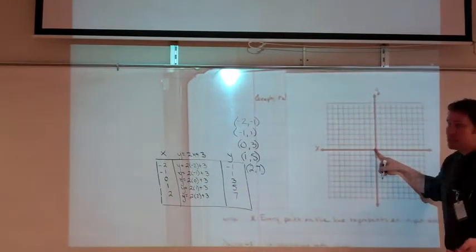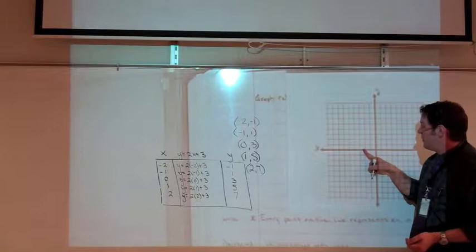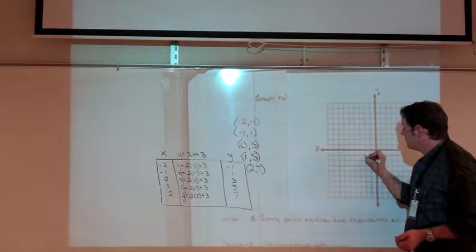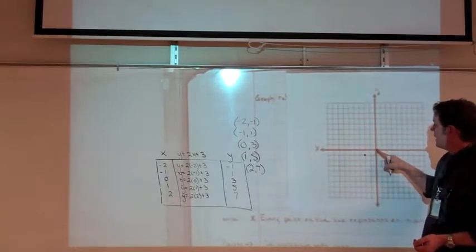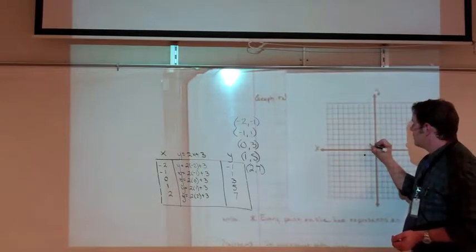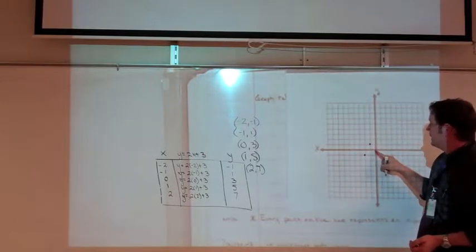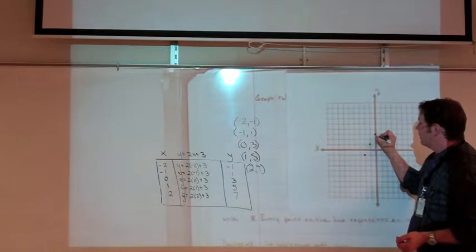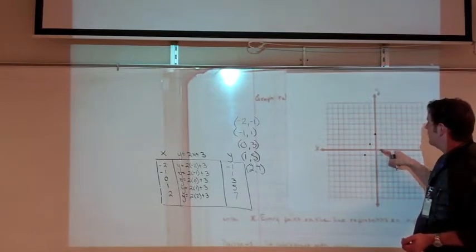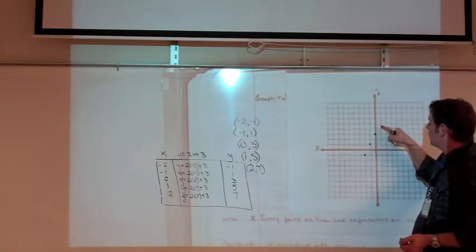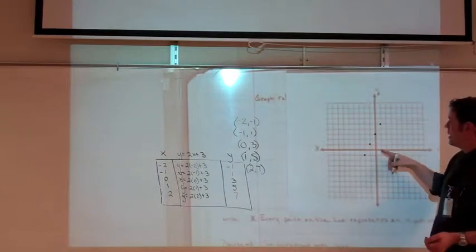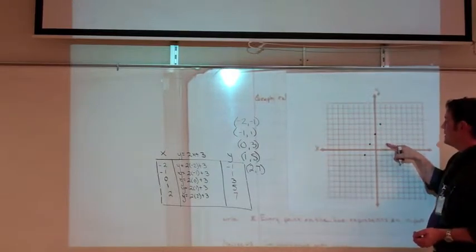Since my x value is negative 2, I go back 2. My y value is negative 1, I go down 1. X is negative 1, y is positive 1. X is 0, y is 3. X is 1, y is 5. X is 2, y is 7.